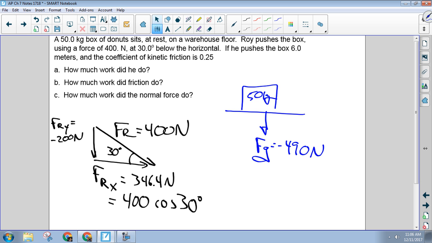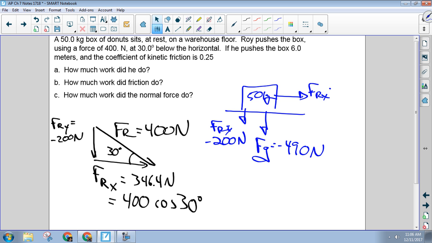Okay, so here's our force of gravity. I was going to say something about the test from the other day. Nope. Okay, so there's the force of Roy in the y direction, right?